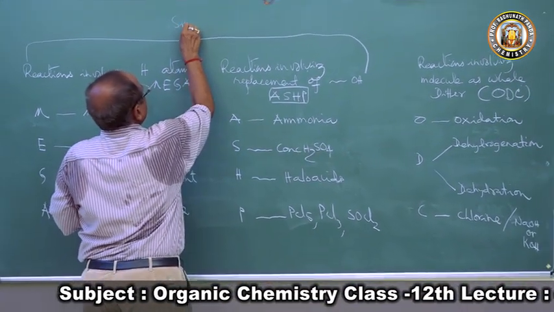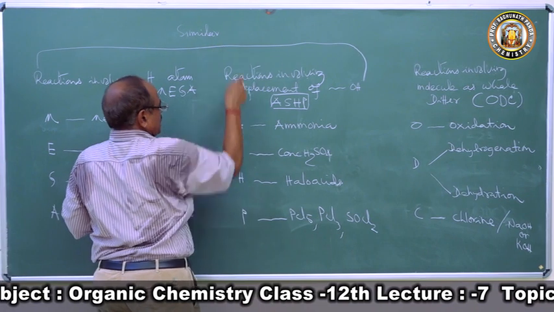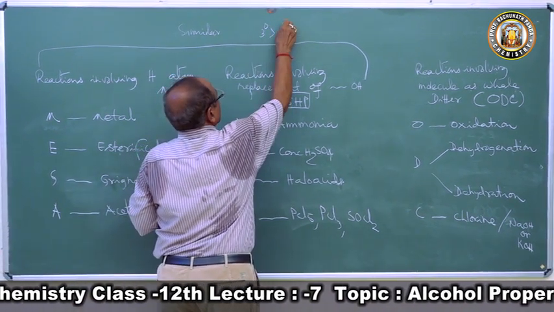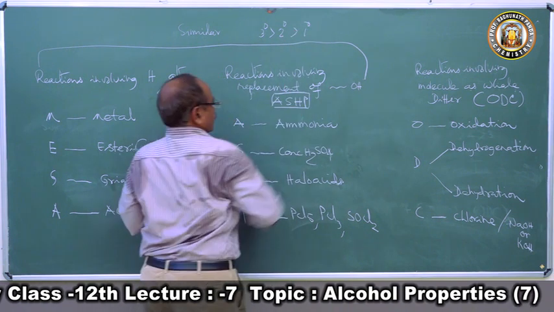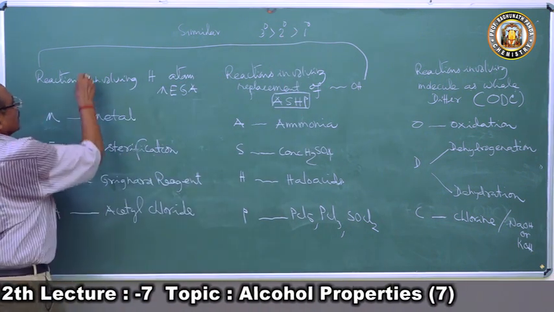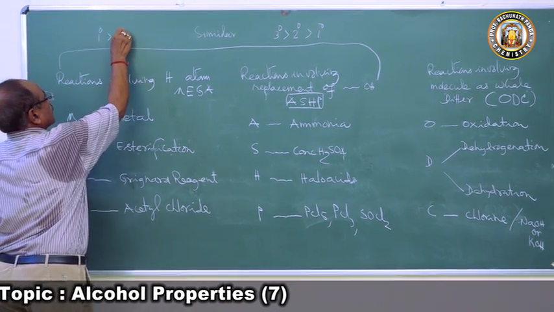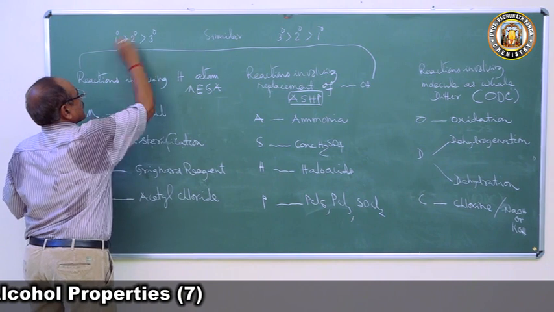And in these reactions you have the OH group. Here 3 degree is more reactive, then 2 degree, then 1 degree. In the reactions involving the hydrogen atom, 1 degree is more reactive, then 2 degree, then 3 degree.